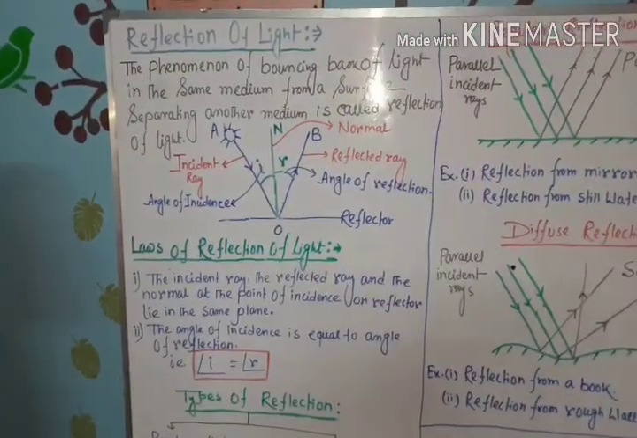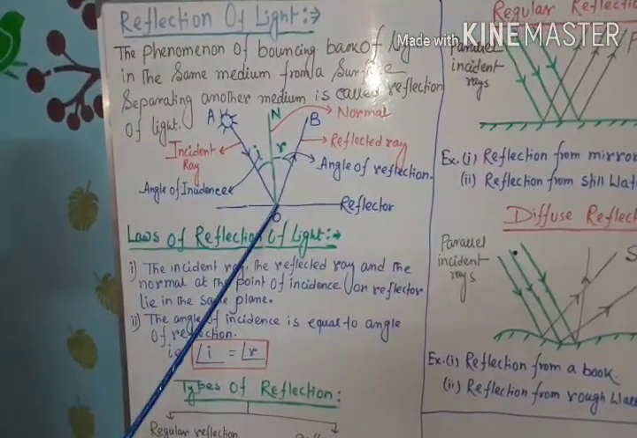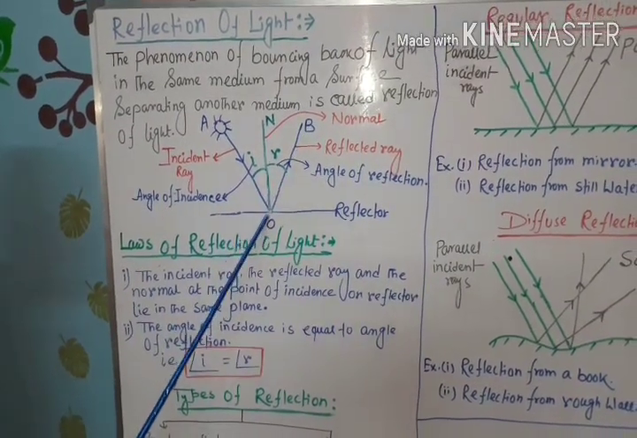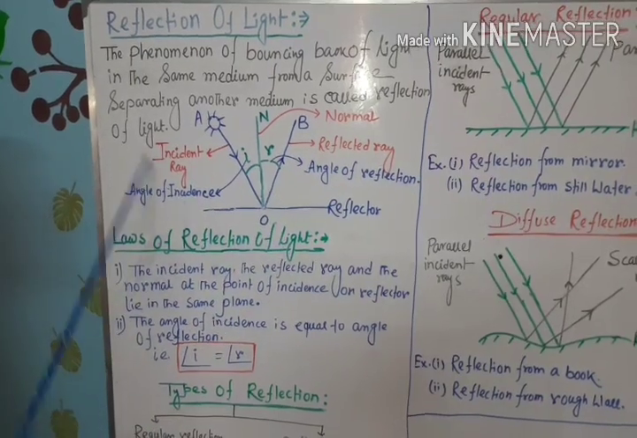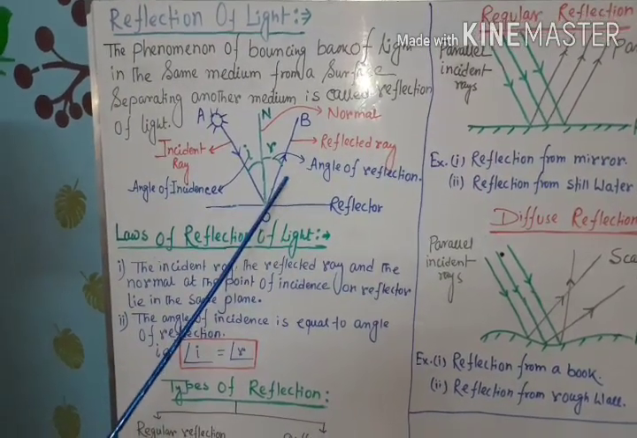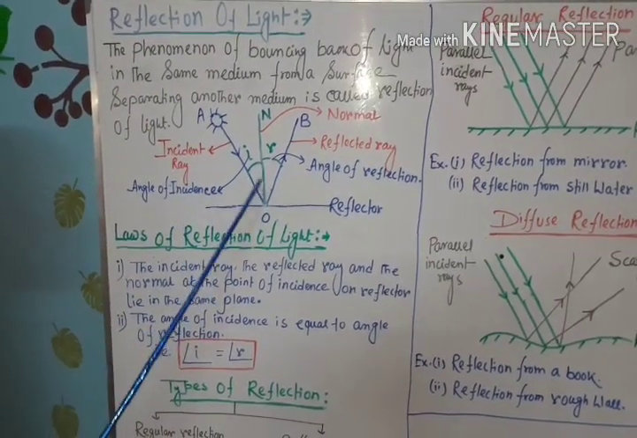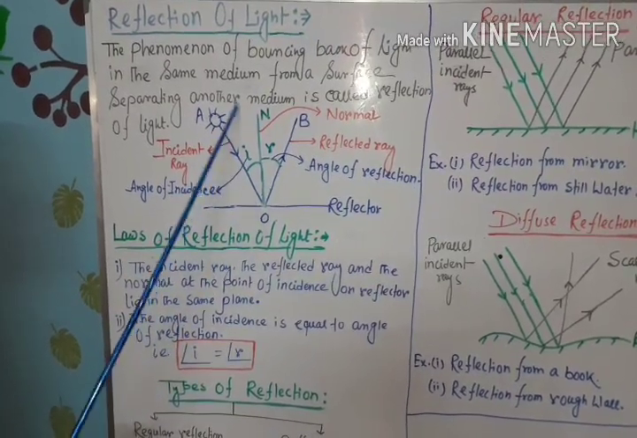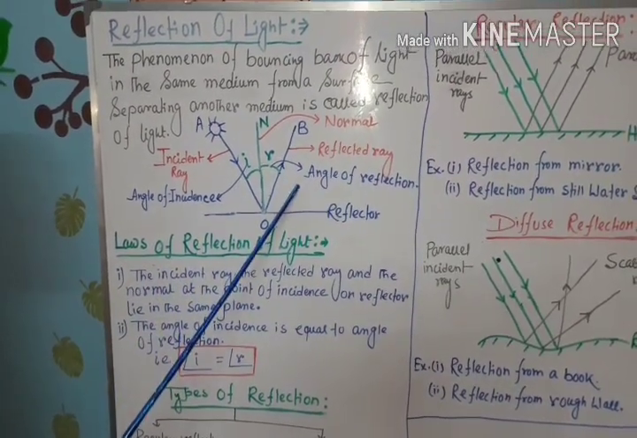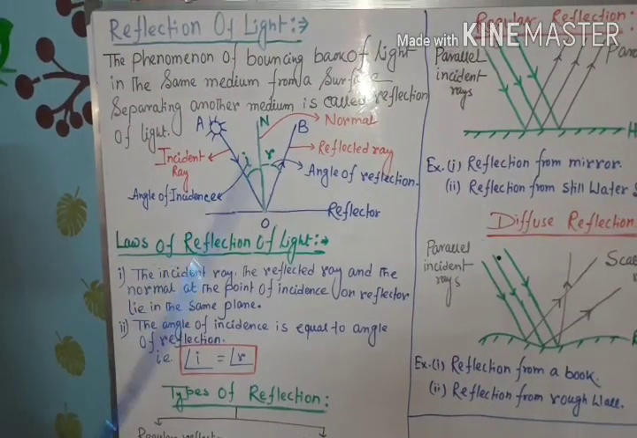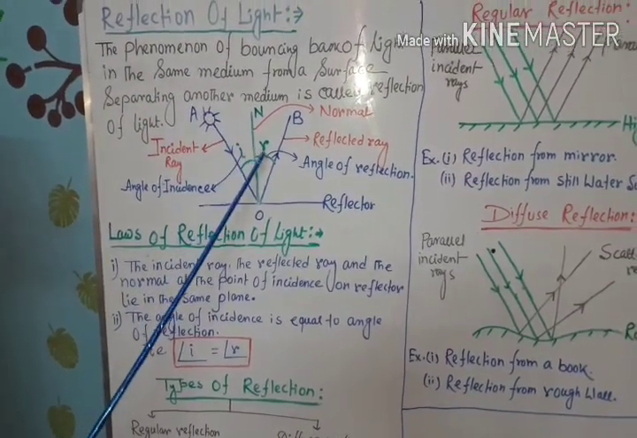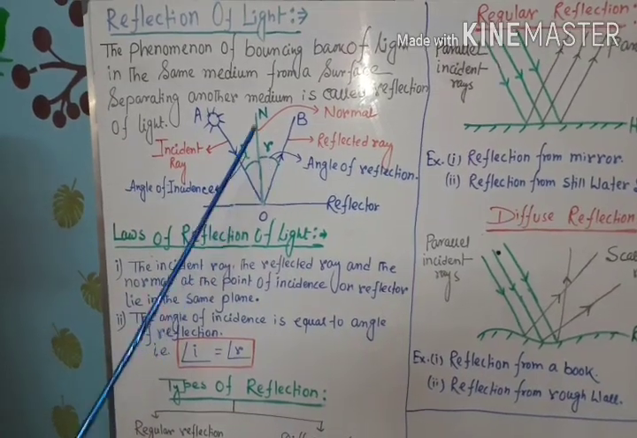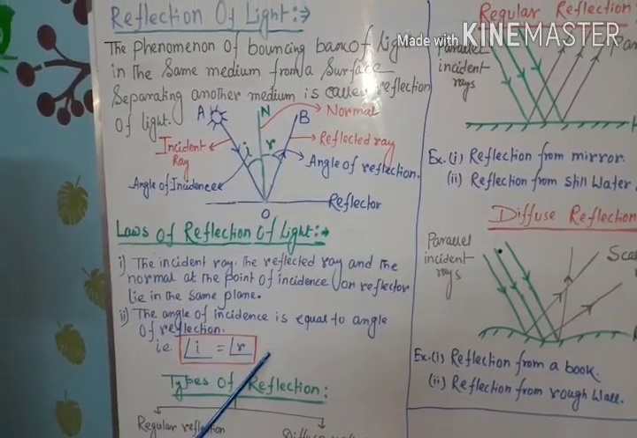According to the first law, the incident ray, the reflected ray, and the normal always lie on the same plane. According to our diagram, on the plane of the whiteboard, the incident ray, the reflected ray and the normal lie over here. And according to the second law, the angle of incidence, that is I, is always equal to the angle of reflection, that is, angle I equals angle R.